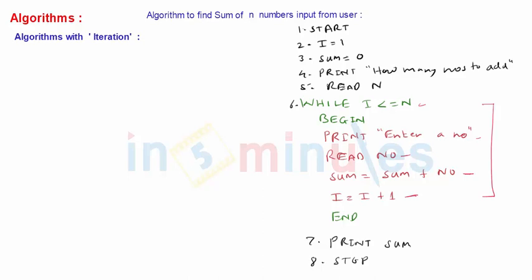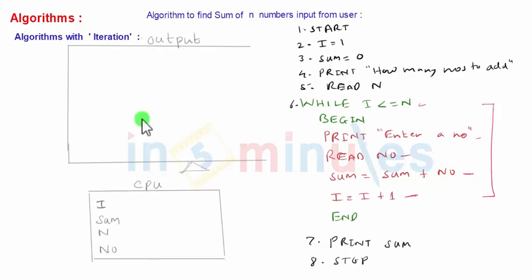Now how this works in the computer's memory, we'll see with the output and CPU. Whatever variables or calculations I do will be done inside the CPU, and whatever print and read I do will be done on output. As the algorithm starts, there is no variable, no input, no output. Then we set I equal to 1, so in the computer's memory I is set to 1. Then the next statement, set sum equal to 0, so one more variable is introduced with value 0.